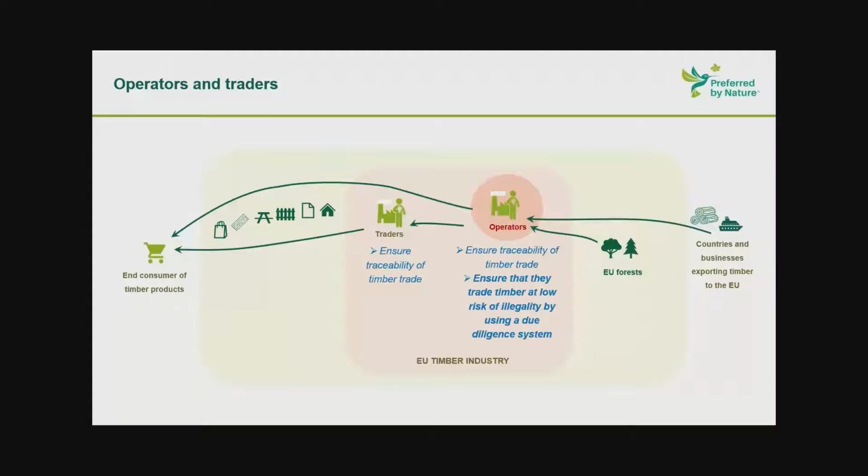And then you have the traders. Traders basically have to assure traceability, like who are they selling to, who are they buying from, so that it can be traced back to the operator, and from there it can be traced back to forests and country of origin. So those are two actors. Maybe you are an operator for some products and a trader for other products. It's perfectly possible.